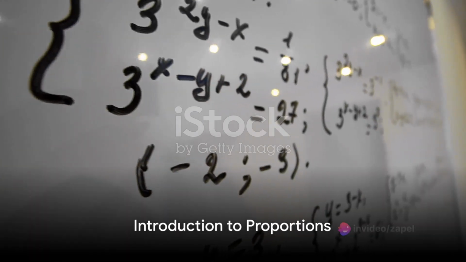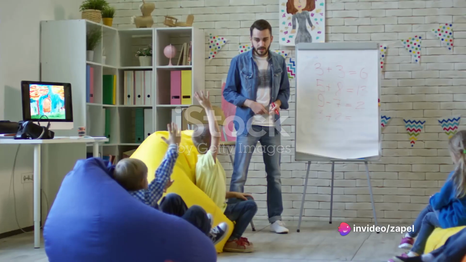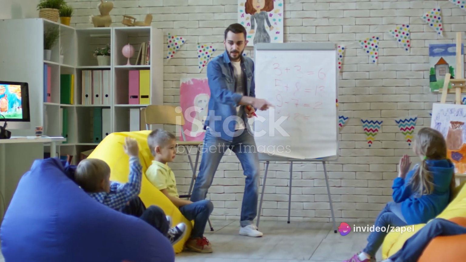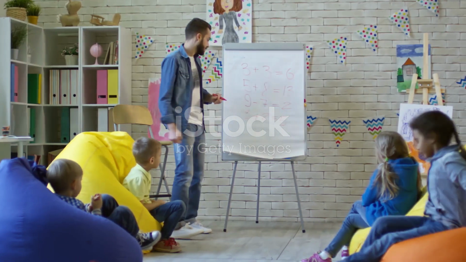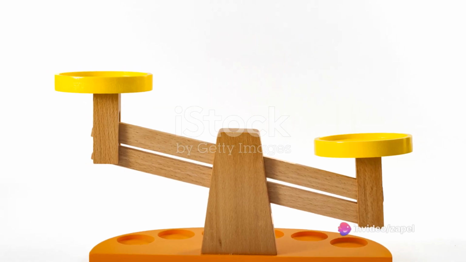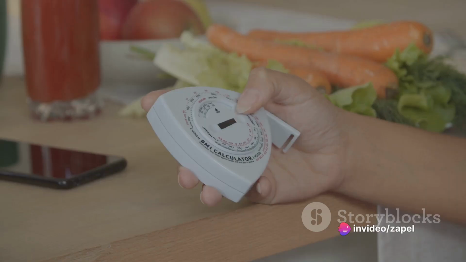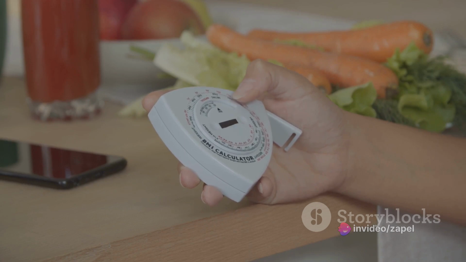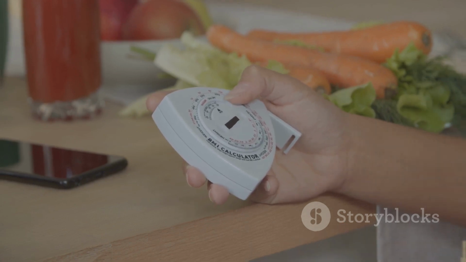Ever pondered how two distinct quantities can find common ground in mathematics? Allow me to introduce you to the concept of proportions, a fundamental principle that establishes a relationship between two sets of quantities. At the heart of it, a proportion is an equation asserting that two ratios are equivalent. It's a simple yet profound idea that weaves its way through various areas of mathematics and everyday scenarios.